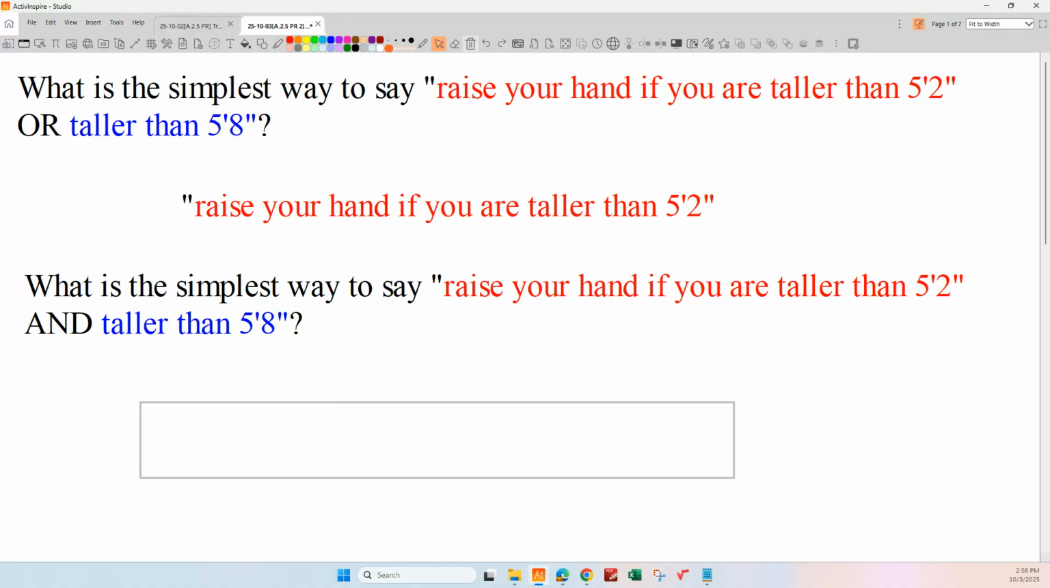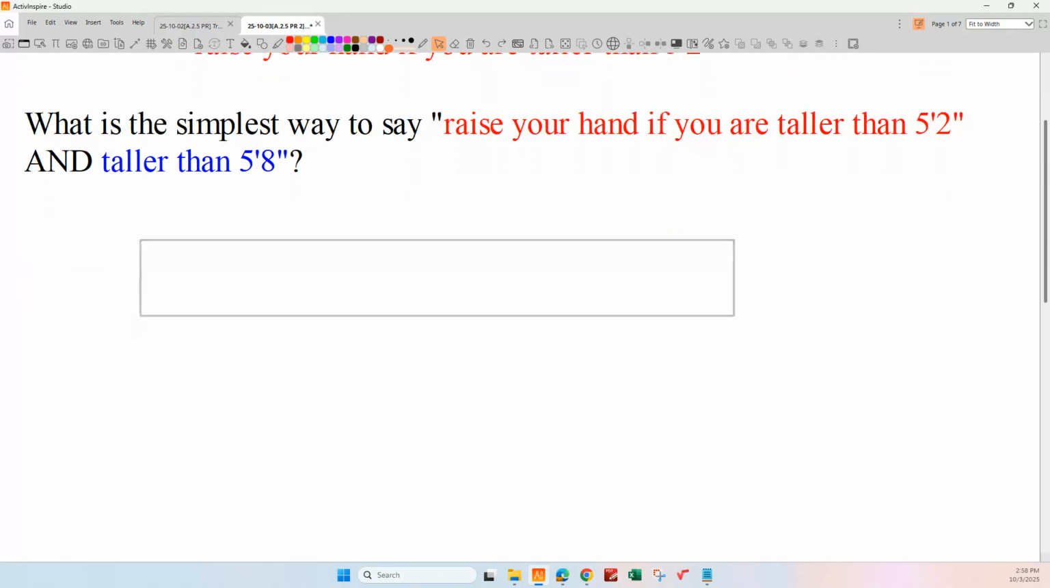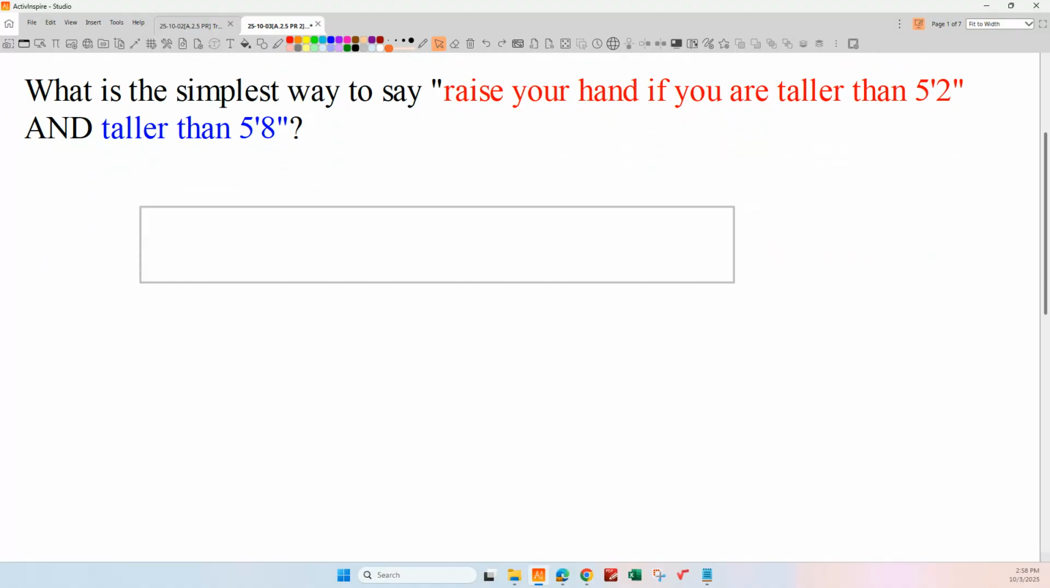How about this one? This is an and statement. What's the simplest way to say, raise your hand if you're taller than 5'2" and taller than 5'8"? How many parts of an and statement must be true? Both of them. Okay, so again, that's unnecessary. We can make this a lot simpler with one question. Raise your hand if you're taller than 5'8", right? Because both of them have to be true. There's no sense even saying that first one, because if you're taller than 5'8", you're already taller than 5'2". Everybody see that?